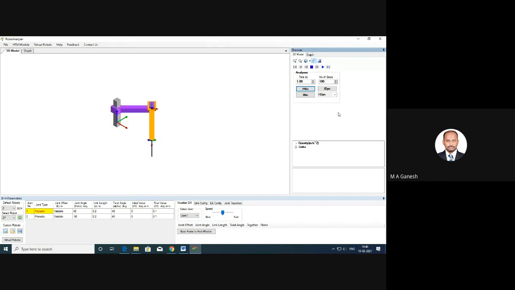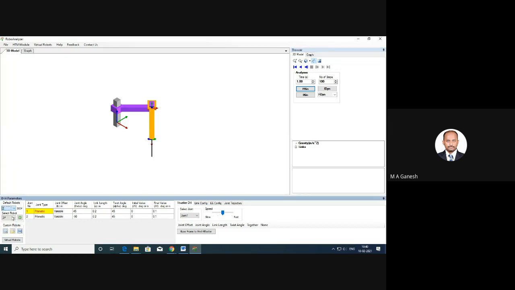So this is in case of a prismatic joint. There is a slight difference of DH parameters in case of a prismatic joint and a revolute joint. In a revolute joint, joint angle will vary. In case of a prismatic joint, joint offset will be variable.